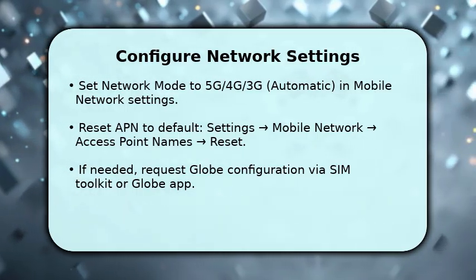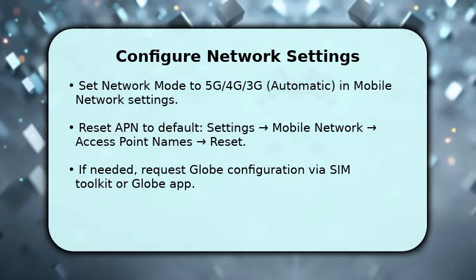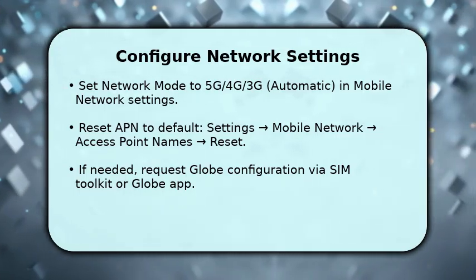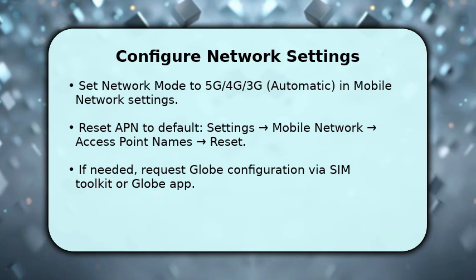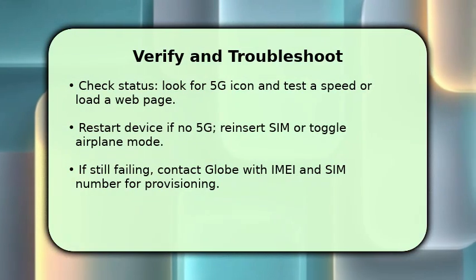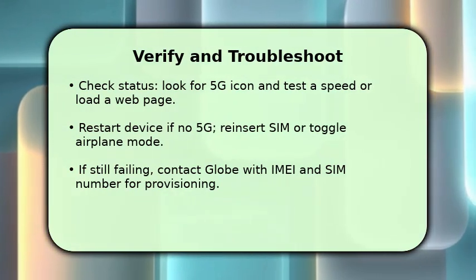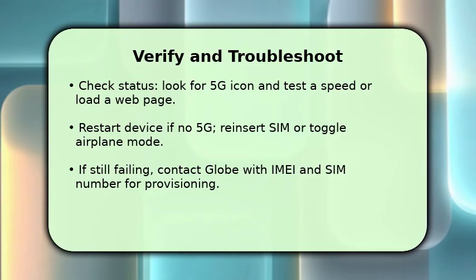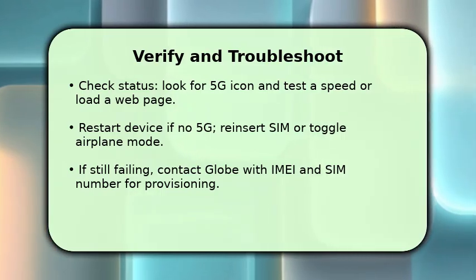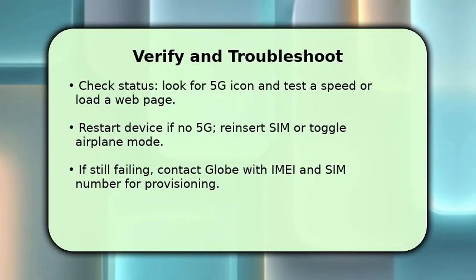push configuration settings. Finally, verify connectivity. You should see a 5G icon and noticeably faster pages or a speed test result. If you don't, restart the phone and toggle airplane mode to force re-registration. Sometimes reinserting the SIM solves provisioning delays.